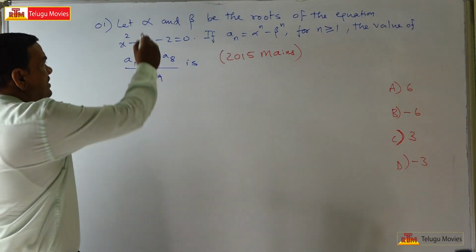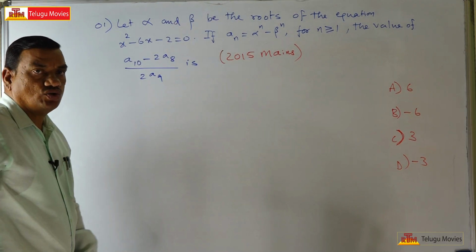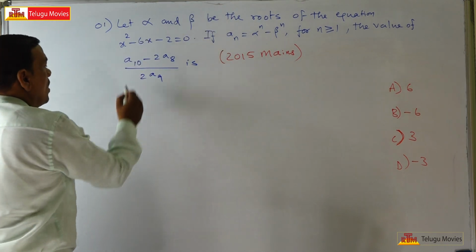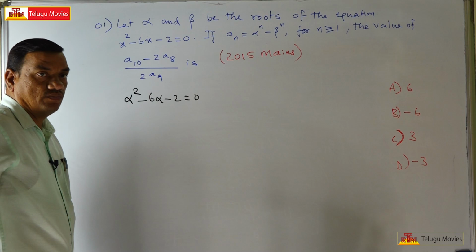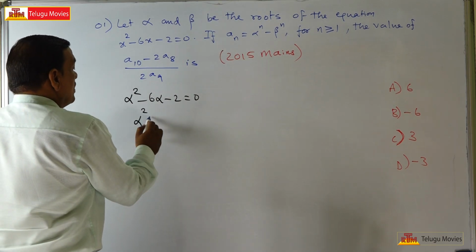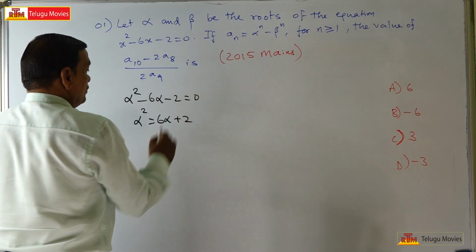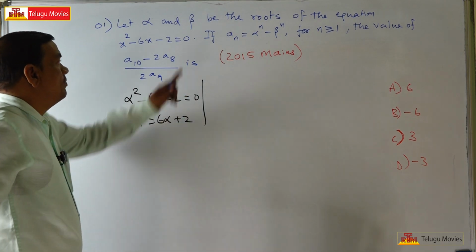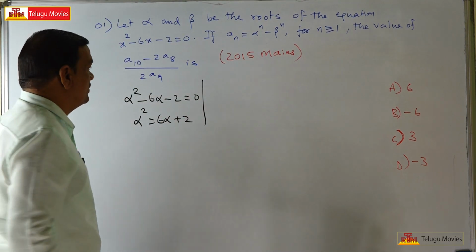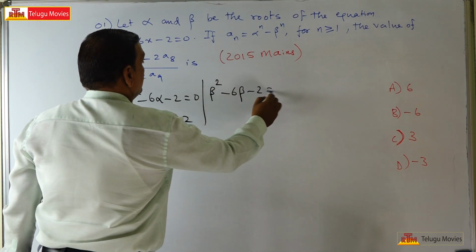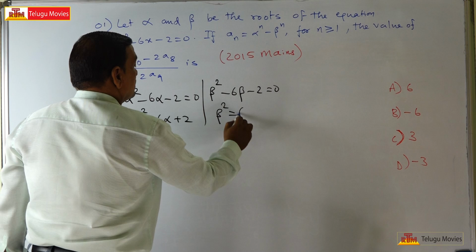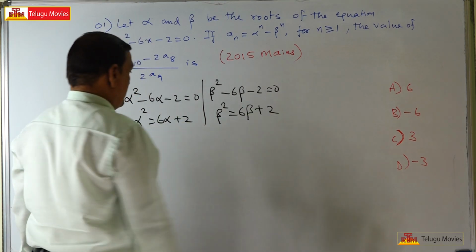Here it is given that alpha and beta are the roots of this equation. Therefore we have alpha square minus 6 alpha minus 2 is equal to 0. From this, alpha square is equal to 6 alpha plus 2. Similarly, beta is also a root of this equation, that is beta square minus 6 beta minus 2 is equal to 0. Therefore, beta square is equal to 6 beta plus 2.